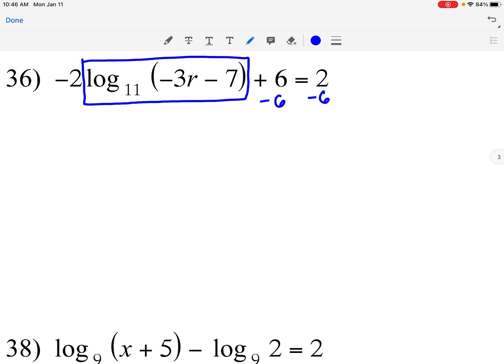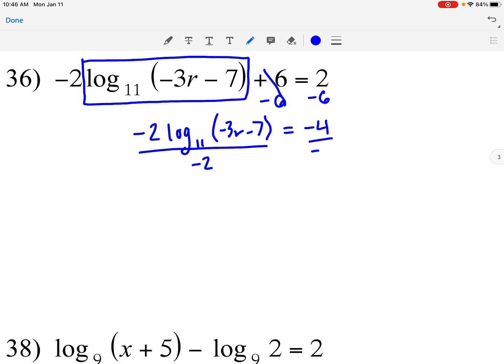So I would first minus 6 from both sides. So then I have negative 2 times my logarithm. That goes to 0, this goes to negative 4. And then I have negative 2 times my logarithm. So since it's being multiplied, I divide to get rid of the negative 2. So those go away. I go to 1. So now I'm just left with my logarithm. And dividing that, I get positive 2.